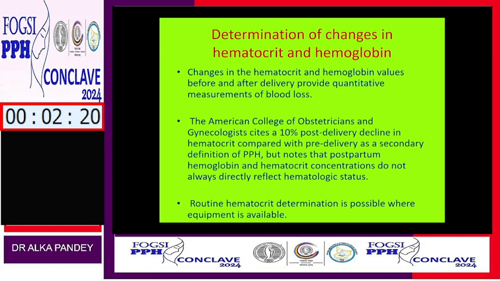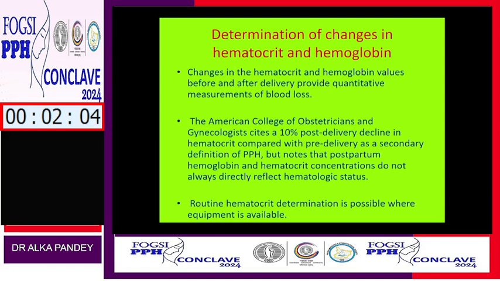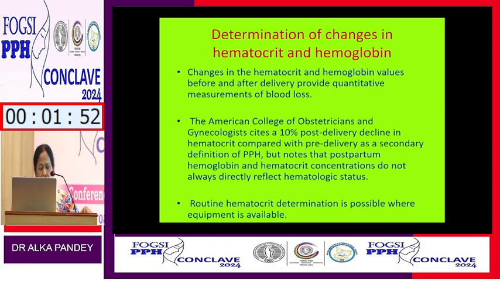Now, determination of changes in hematocrit and hemoglobin. Changes in the hematocrit and hemoglobin values before and after delivery provide quantitative measurements of blood loss. The American College of Obstetricians and Gynecologists cites a 10% post-delivery decline in hematocrit compared with pre-delivery as a secondary definition of PPH, but notes that postpartum hemoglobin and hematocrit concentrations do not always directly reflect hematological status. Routine hematocrit determination is possible where equipment is available.